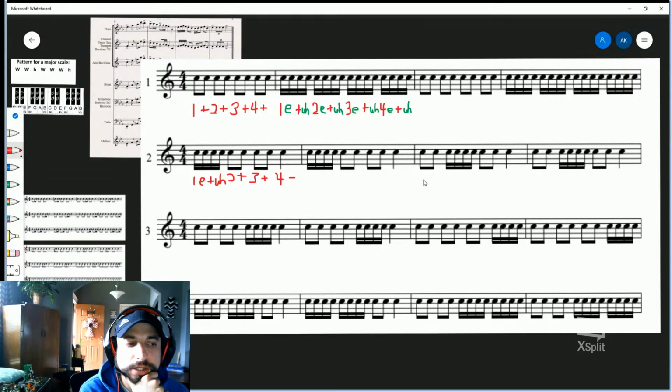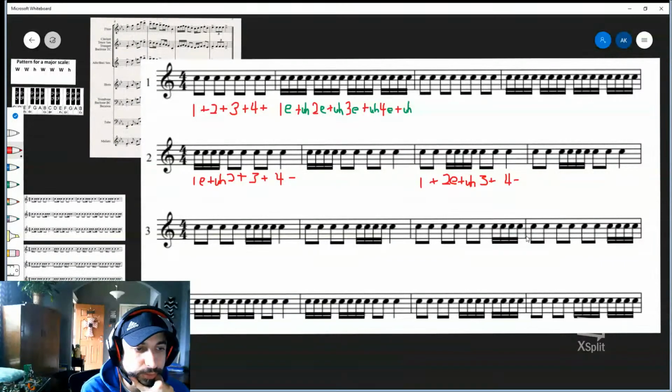Okay, so if you said 1 and 2 E and 3 and 4, you're correct. The 16th notes are on beat 2. The rest of it stays pretty simple for us. Okay, same thing here. All right, let's look at line 3.